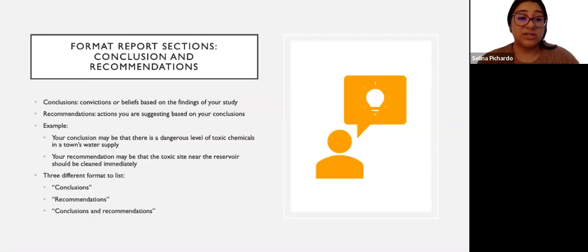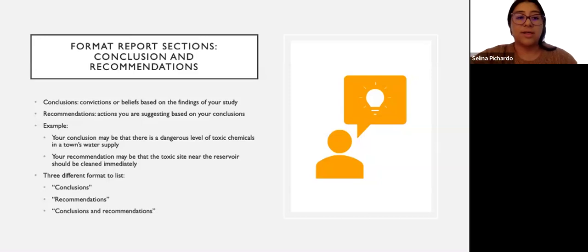Conclusions and recommendations. This is where you share your convictions or beliefs based on the findings of your study. Conclusions can also lead into recommendations, which are actions that you are suggesting based on your conclusions. So those are the two differences. Conclusions are convictions or beliefs based on the findings of your study. Recommendations are the actions that you are suggesting based on the conclusions.